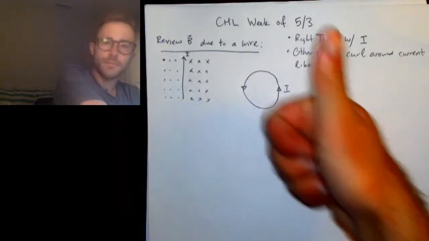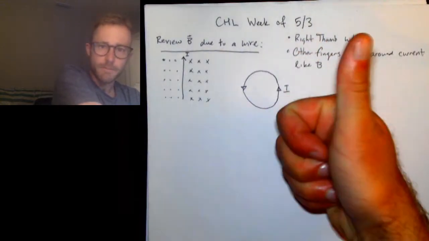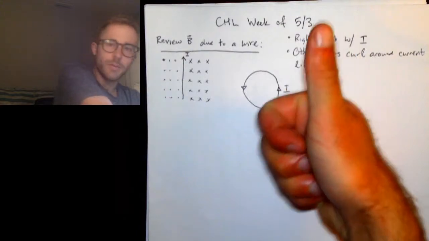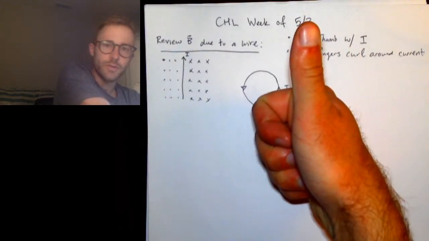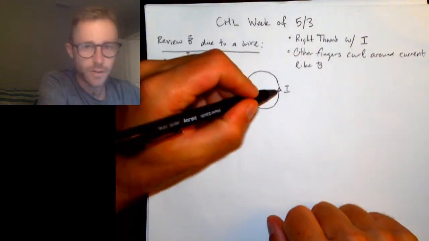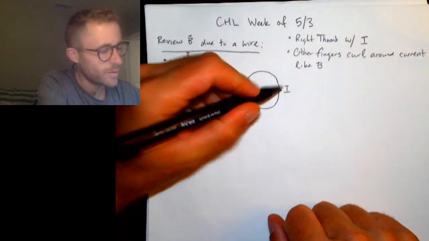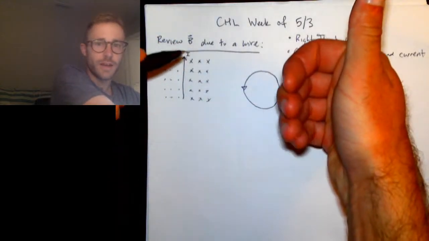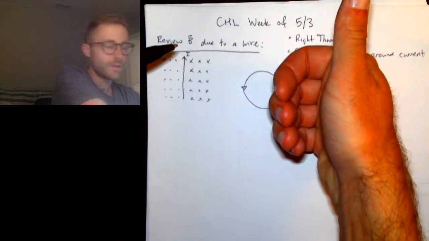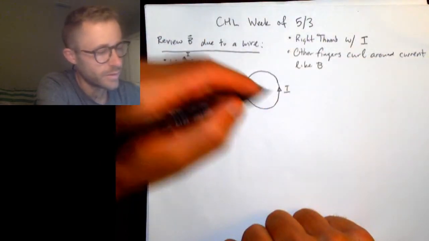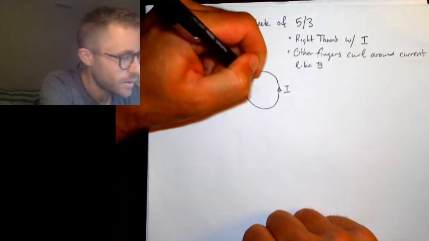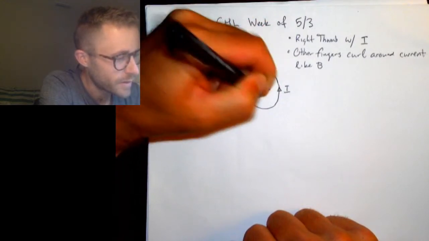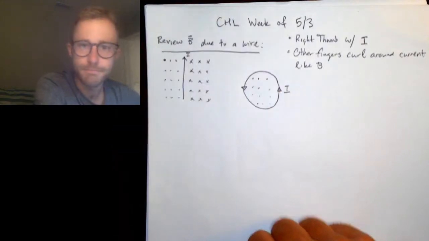So I put my thumb in the direction of the current. For example, on this side, the current is pointed up, and I can see that my fingers are curling out of the page. So what that means is that inside the loop, the magnetic field is going to point out of the page.